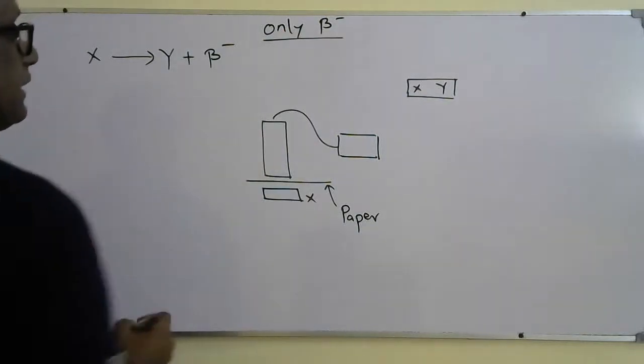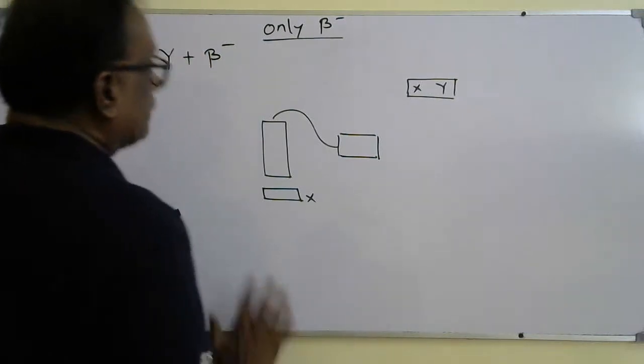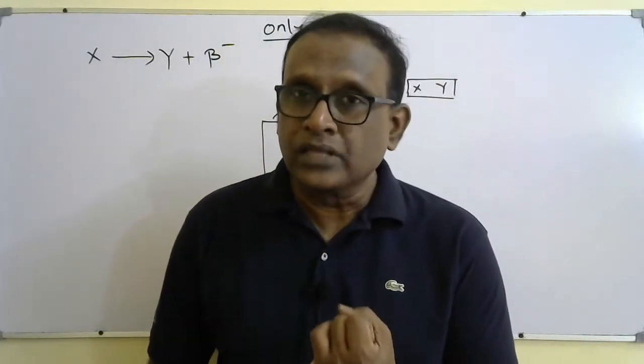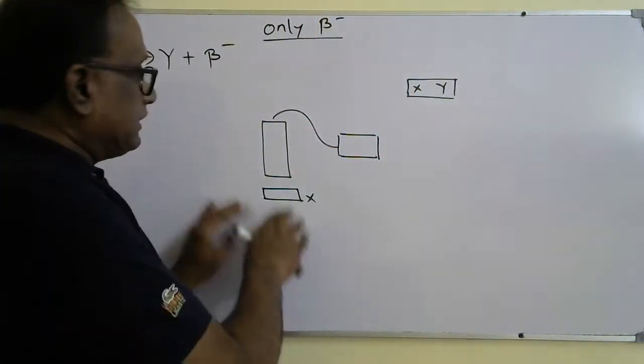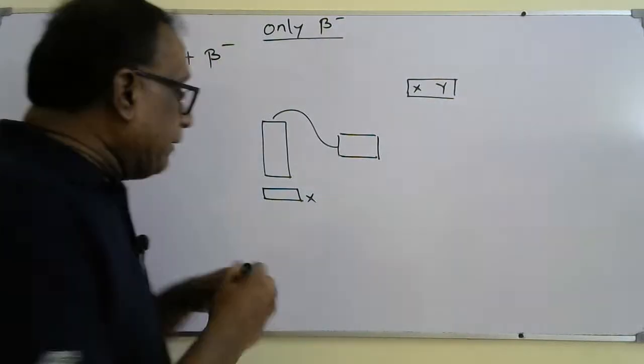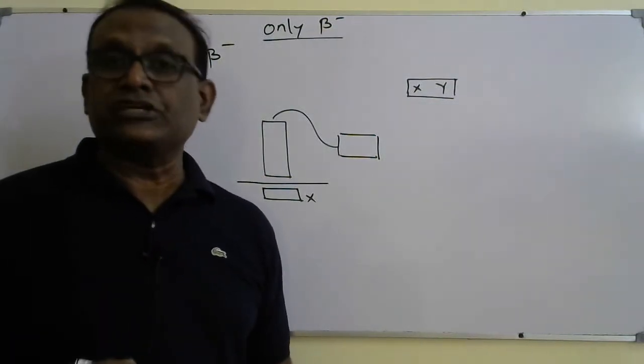How to experimentally confirm that? Okay, so to confirm it's emitting only beta, how to confirm experimentally? Measure the background count rate. Keep the source closer to the GM tube window and measure the count rate. Then keep a thin sheet of paper.